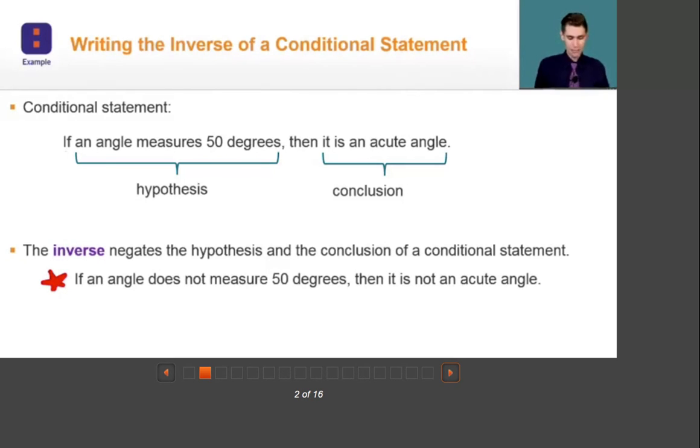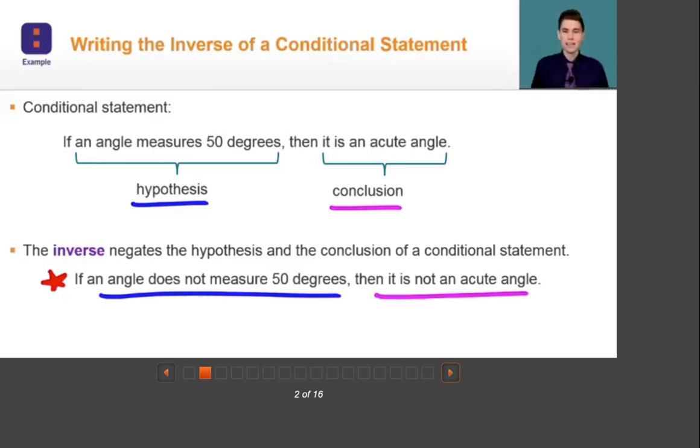Now notice here that the hypothesis from the original conditional statement is still stated first, it's just negated. And the conclusion from the original conditional statement is still stated second, but here again it's negated. Let's use a counterexample to figure out whether this is a true statement. So again, I'm going to use 70 degrees as an example. If an angle does not measure 50 degrees, 70 degrees is not 50 degrees, then it is not an acute angle. Well, 70 degrees is an acute angle, so this statement is also false.